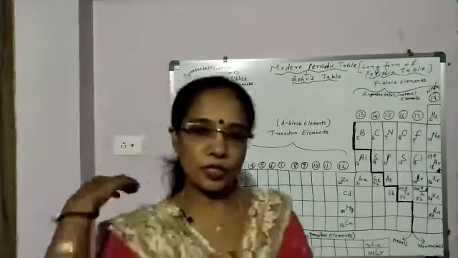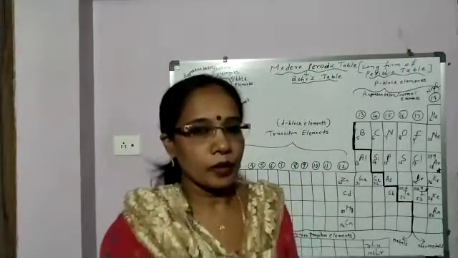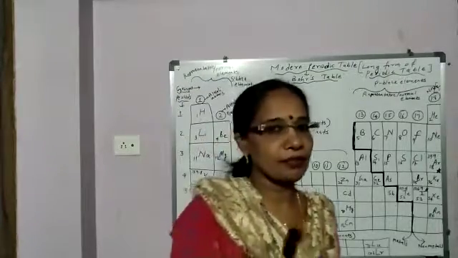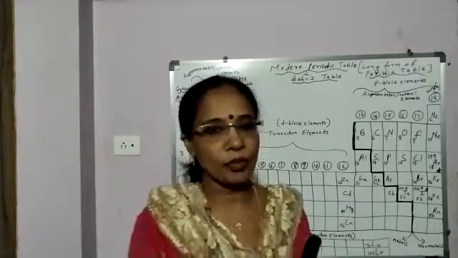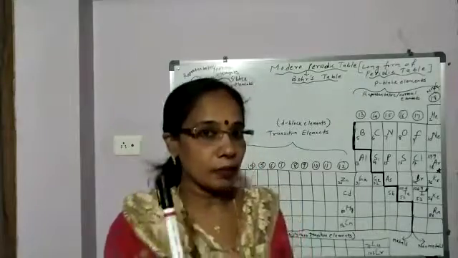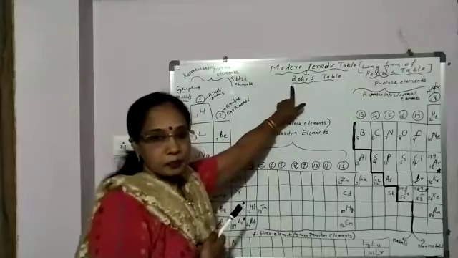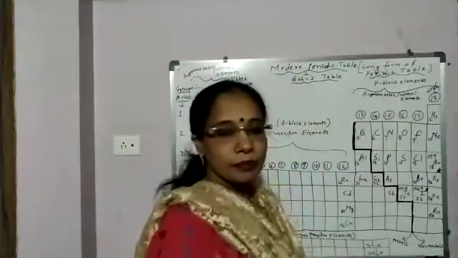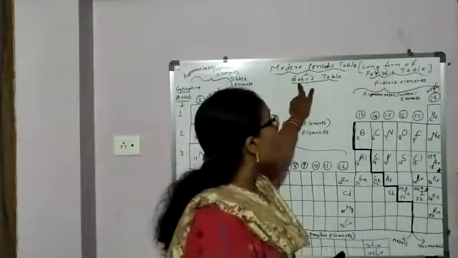Yes students, just now I discussed with you the modern periodic law. Moseley gave the modern periodic law. What was that? The physical and chemical properties of the elements are a periodic function of their atomic number, not atomic mass. Based on that, Neil Bohr produced a table. What is that called? Modern periodic table or Bohr's table.